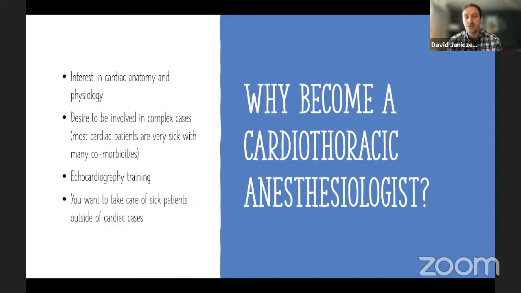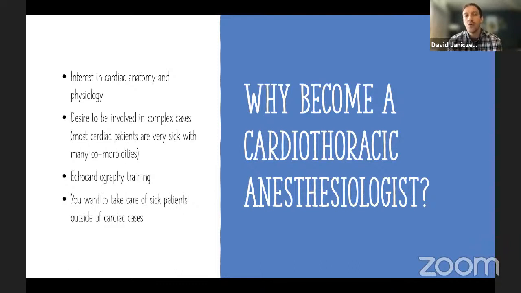Like I've kind of hit on multiple times already, most cardiac patients are very sick with many comorbidities. So they have a lot of stuff going on. You've got to balance many different things. Then, if you want to get echocardiography training, this is one of the best ways probably to do it in terms of anesthesia. As I've mentioned before, it's an integral part of the cardiac operating room. So some people become cardiac anesthesiologists because they want to be really good at echo and be an expert in that.